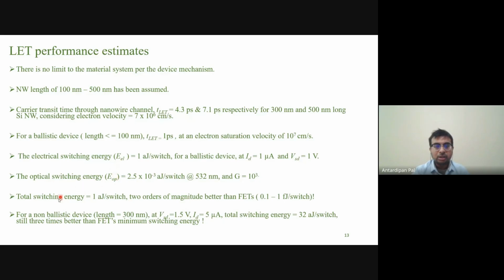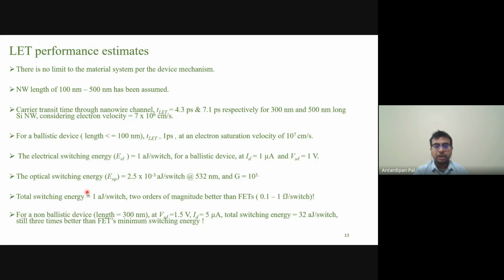That's fine. Then again, the electrical switching energy, using that relation which I explained in the last slide, could be as less as 1 attojoule per switch at 1 micron current and 1 volt. The optical gating switching energy, which we again discussed in the last slide, is extremely low, like 2.5 into 10 raised to 3 attojoules per switch. This is green light illumination, like 532 nanometer, and a gain of 1000.